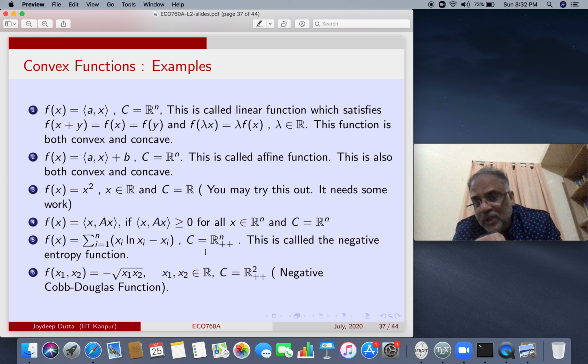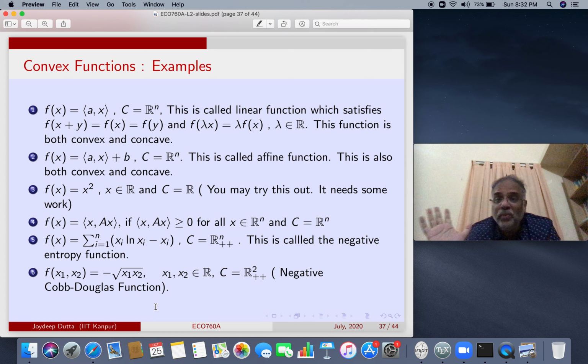Actually, if you take the minus of f for this last function, negative Cobb-Douglas function, then we call it the Cobb-Douglas function, and the function say h of x1 x2 equal to root x1 x2, x1 to the power half and x2 to the power half, is very important in production theory. Actually, this tells you the production of a firm is the product of the capital into the labor, and here you have given equal weights to both capital and labor, half. So K is capital to the power alpha and L is labor to the power 1 minus alpha. You can decide your weights accordingly.